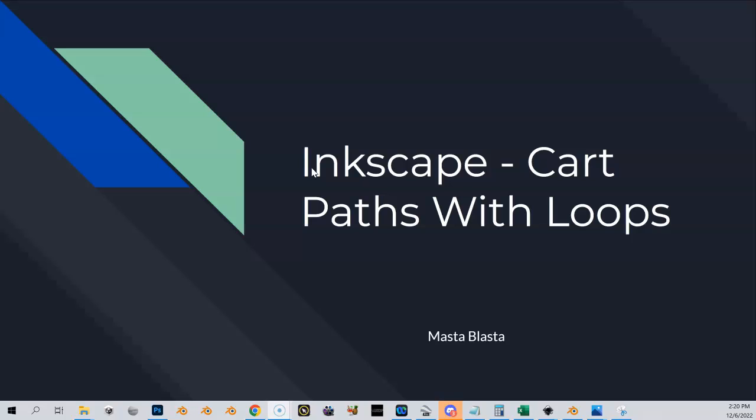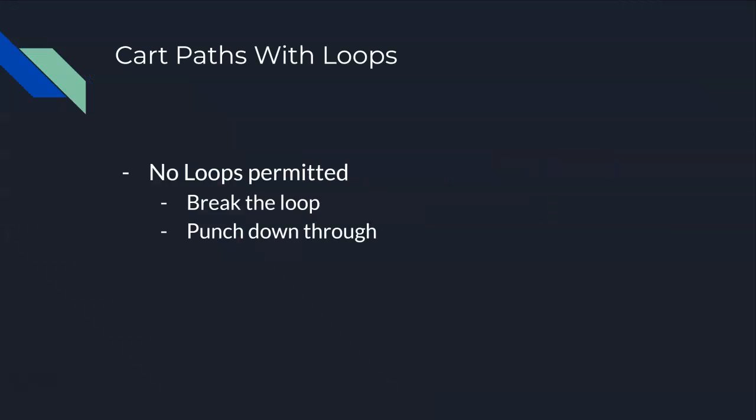So if you want to make a cart path and that cart path has a loop in it, and I'll explain what that is in a second, there are specific things that you're going to have to do within Inkscape. So a cart path with a loop is when a cart path goes around in a circle and meets itself at one point, all right? So it ends up making a circle and then there's a hole, or we commonly call that a donut.